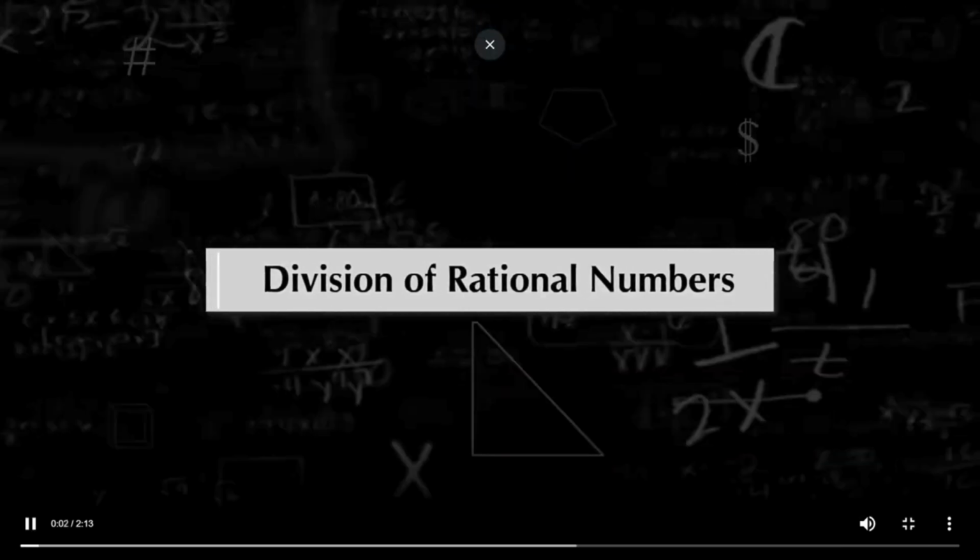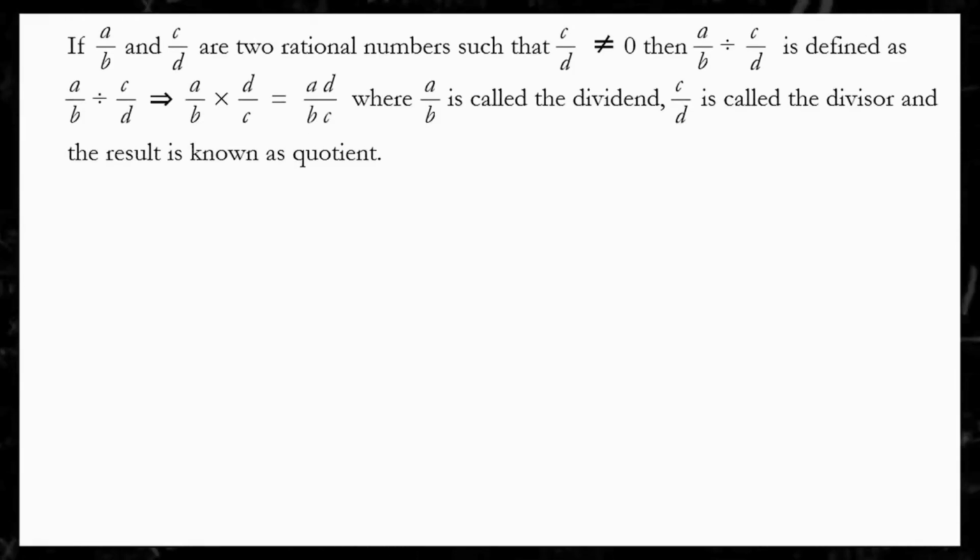Division of rational numbers. If a by b and c by d are two rational numbers such that c by d is not equal to 0, then a by b divided by c by d is defined as a by b multiplied by d by c, which is equal to ad by bc, where a by b is called the dividend, c by d is called the divisor, and the result is known as quotient.